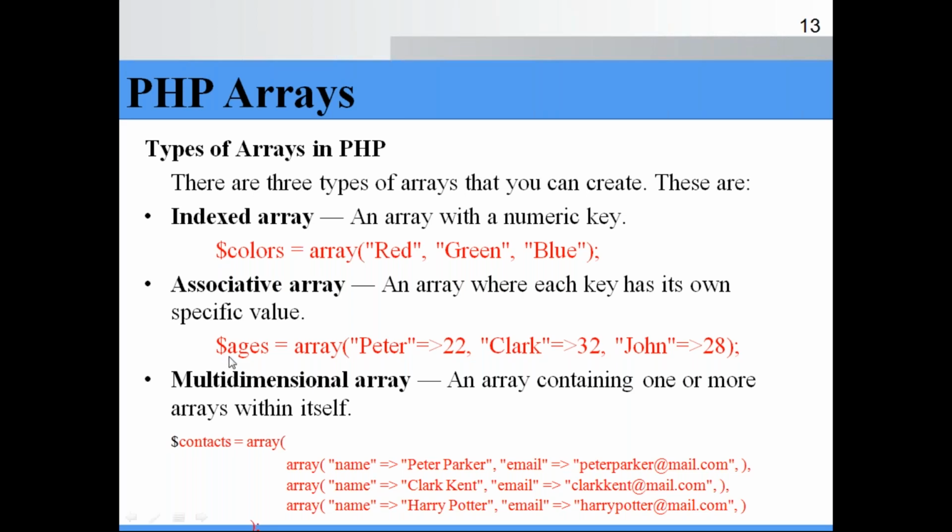The same way we have associative arrays. Those associative arrays need a name, and they are also created using a function called array. But these arrays are going to be with key values, right? Key value pairs. So the key value pair is represented like this. Here in this example, Peter 22. Peter is the key, 22 is its corresponding value. Clark is a key, 32 is its corresponding value. John is a key and 28 is a value, right? Associative arrays.